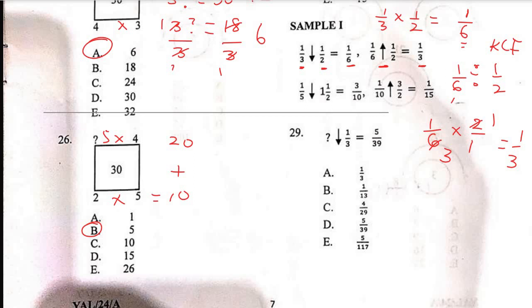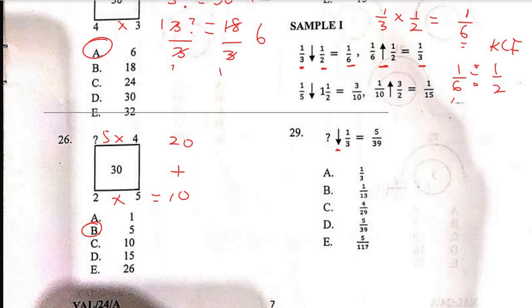Now for question 29, there's meant to be a fraction here. This arrow, since it's pointing downward, it means division. Divide by 1 over 3 equal to 5 over 39. So what do you do? You move 1 over 3 to the right hand side. Sorry, this is meant to be multiplication. I said if the arrow is pointing downward, it is multiplication, not division. So I'm going to take this again.